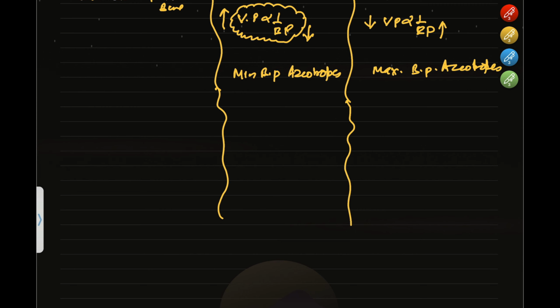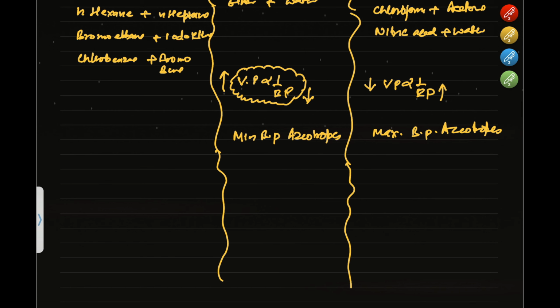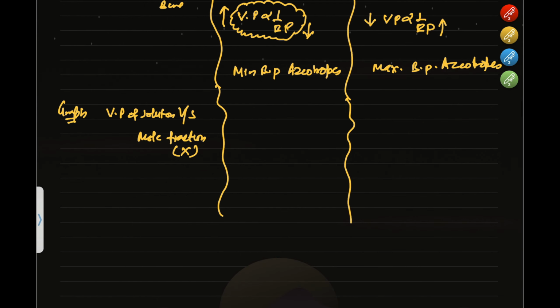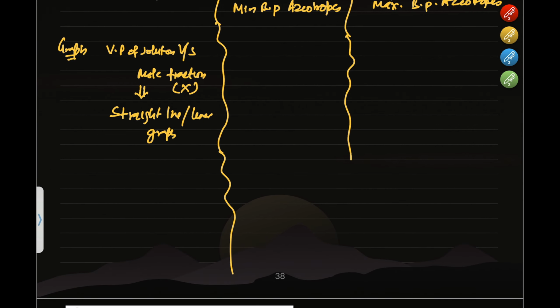Okay, now have a look at the graphs. We plot a graph between the vapor pressure of the solution versus mole fraction. It is a straight line, a linear graph, for an ideal solution.